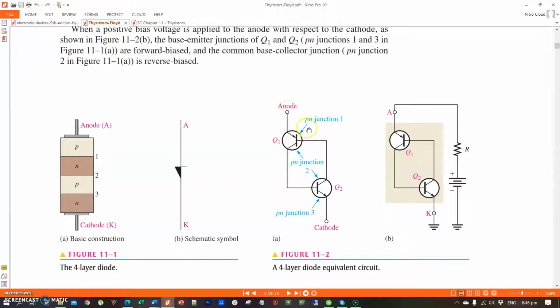We all know that BJT is a three-layer device. So two three-layer devices, then the two pins are connected. Two layers of each transistor are used, so a total of four.